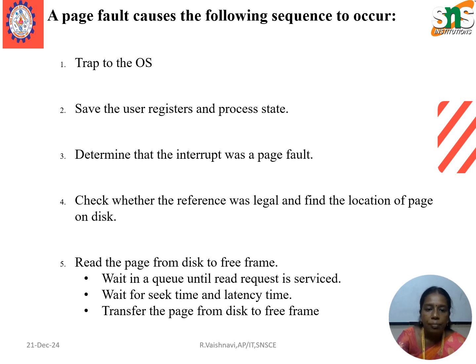Next, a page fault causes the following sequence to occur. Trap to the OS and save the user registers and process state. Next, determine that the interrupt was a page fault. Fourth, check whether the reference was legal and find the location of the page on the disk. Fifth, read the page from the disk to a free frame. Wait in a queue until the read request is serviced. Wait for the seek time and latency time and transfer the page from the disk to the free frame.